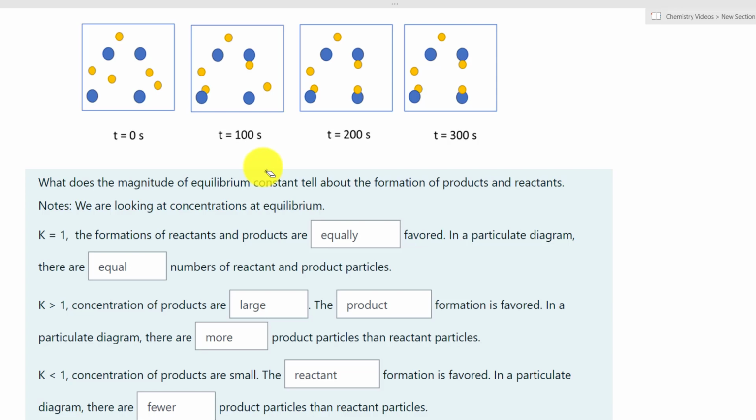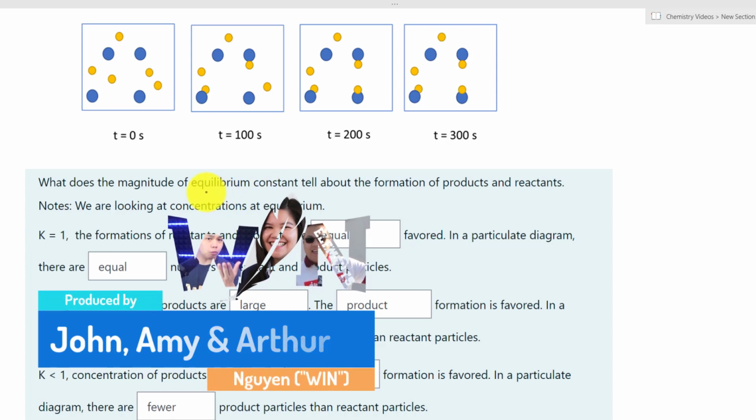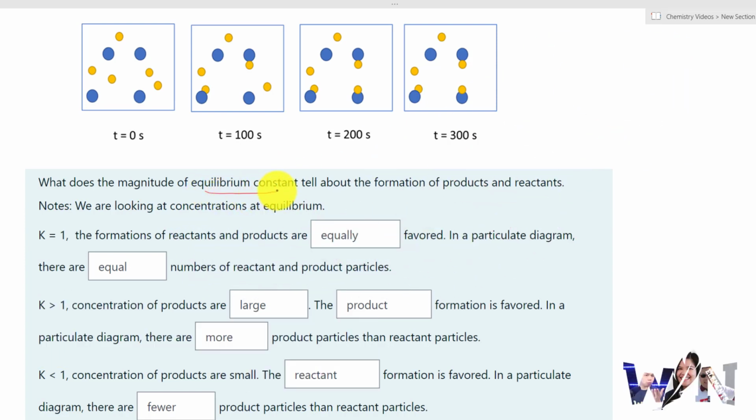Welcome back to another exciting chemistry lesson. In this lesson, we are going to look at the values of K, that is, the equilibrium constant. And what does it tell us in terms of the formation of product or reactant at equilibrium? So that's the one thing you have to remember. It is talking about at equilibrium.